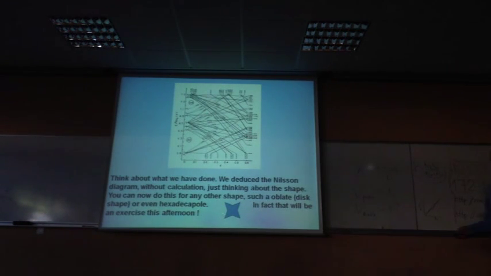I pulled this shape off of PowerPoint, and so the nuclei don't come to points here. Just realize that it's supposed to be rounded. So you can actually calculate a Nilsson diagram for this. And in fact, you'll do that this afternoon. You'll do it two ways. You'll do it by hand, just by thinking about it, and then you'll calculate it and see if you were right.